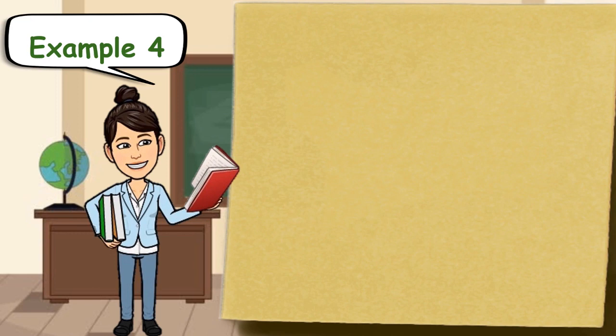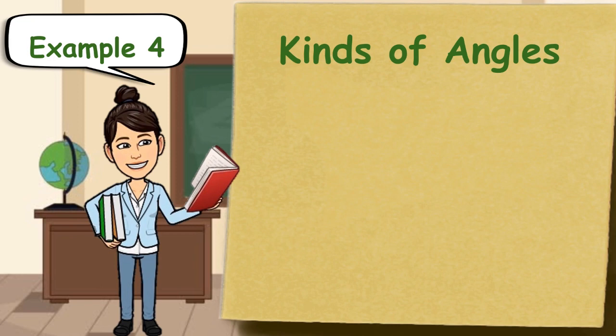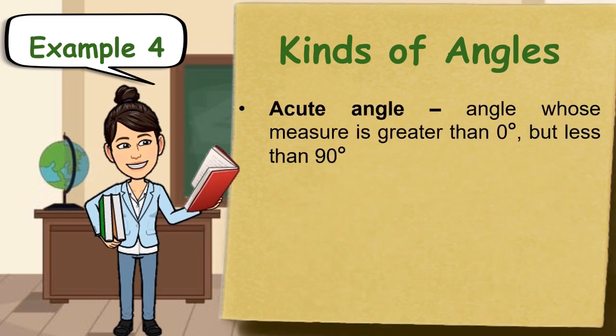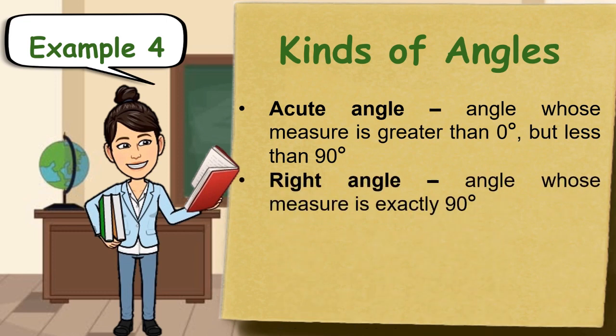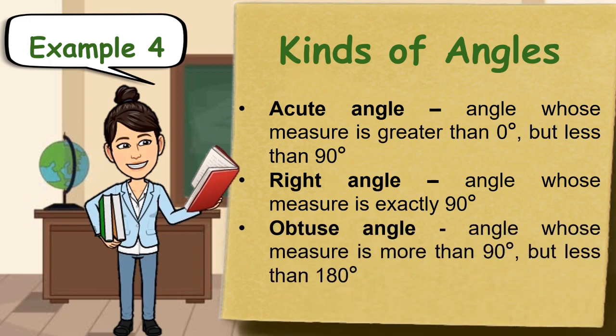Example number 4. In estimating measurement of angle, we need to recall the different kinds of angles such as acute angle, an angle whose measure is greater than 0 degree but less than 90 degrees. Right angle, an angle whose measure is exactly 90 degrees. And obtuse angle, an angle whose measure is more than 90 degrees but less than 180 degrees.